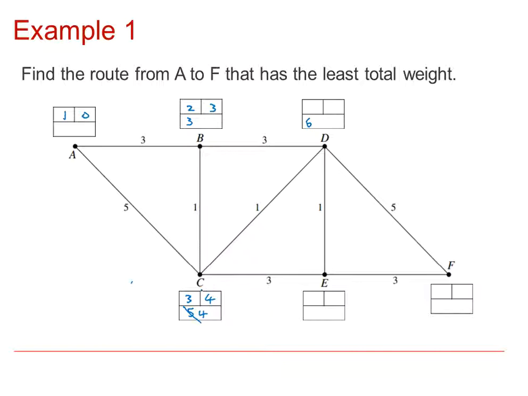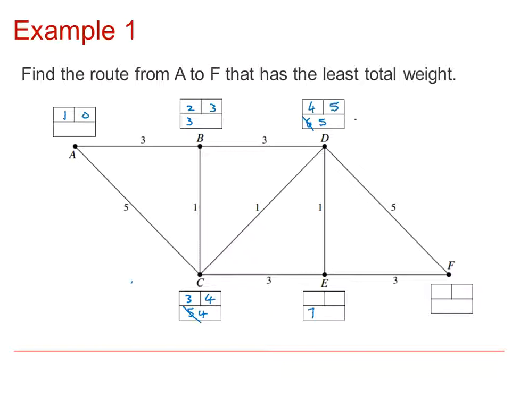You now imagine travelling from C. So I could travel from C to D, which would be an extra 1, so that would be 4 plus 1, which is better than 6. And I can travel from C to E, which is 4 plus 3, which is 7. And I'll look at all the temporary labels. 5 is the smallest temporary label, so I make it permanent, and that is my 4th permanent label.